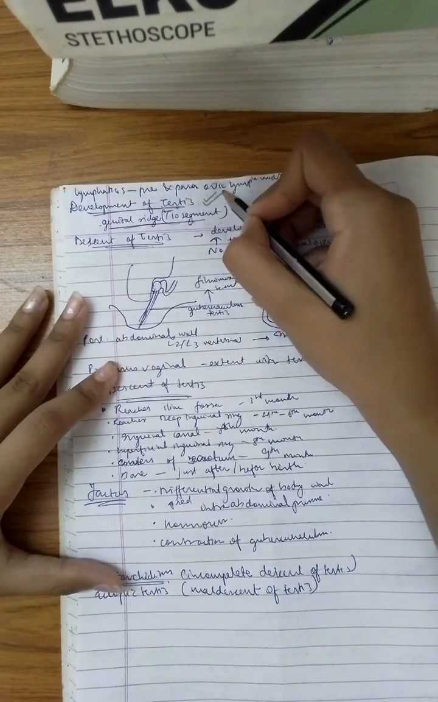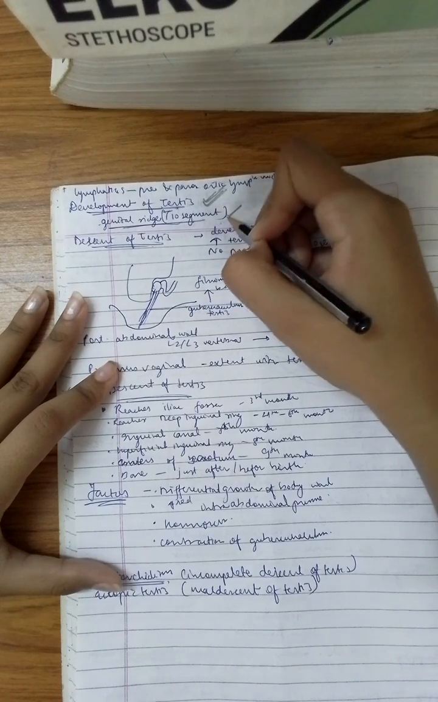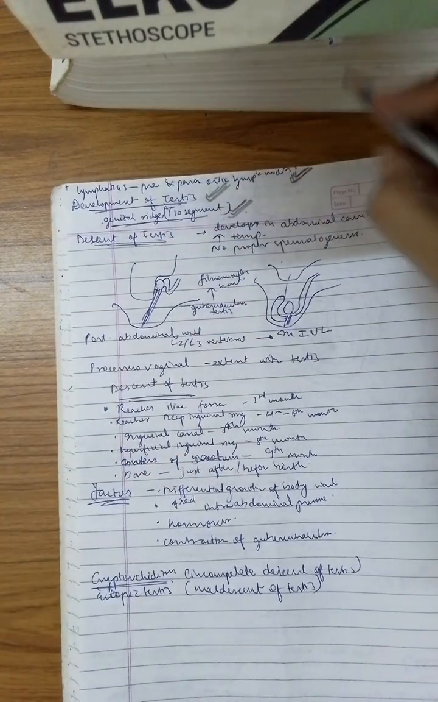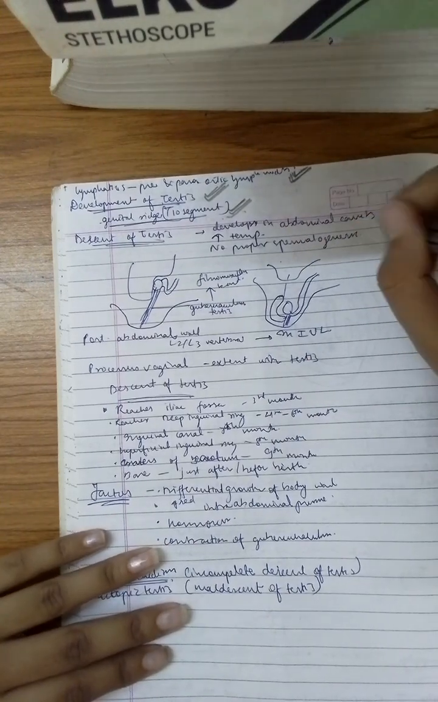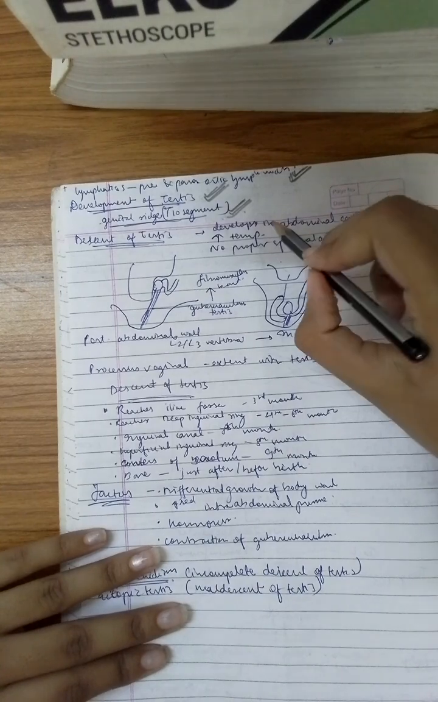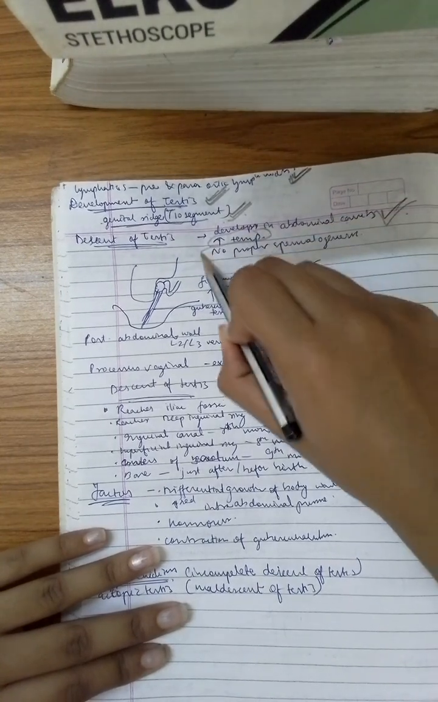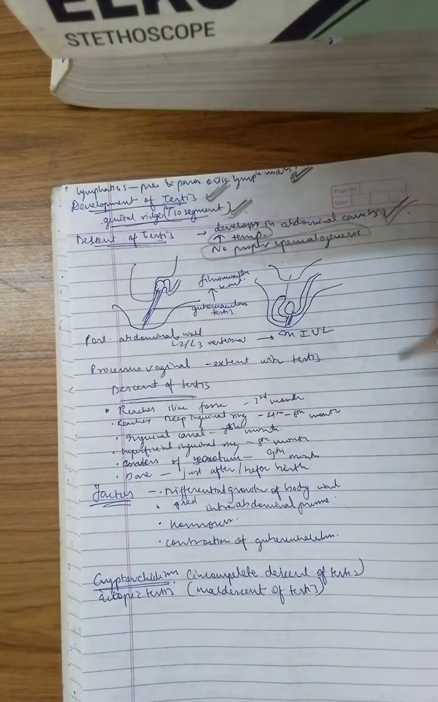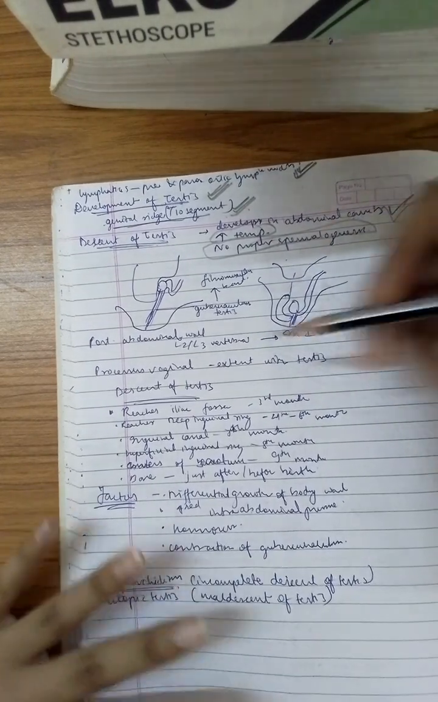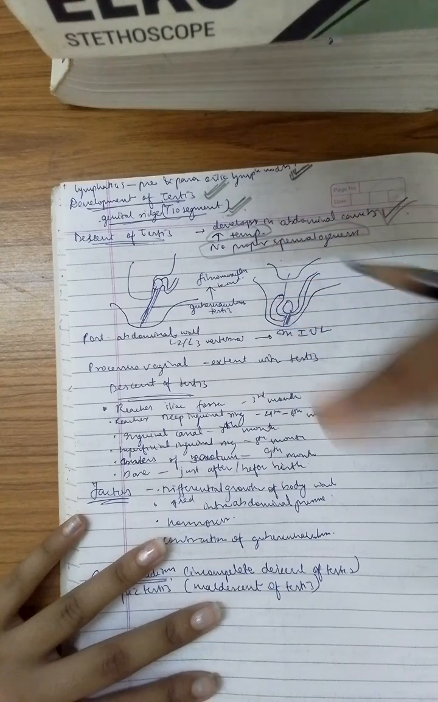Now development of the testis. The testis develops from the genital ridge at the T10 segment. Descent of the testis is more important. It develops in the abdominal cavity first, and because of the increased temperature and no proper spermatogenesis, it has to descend down. This is the reason for descent of the testis, and that is how the inguinal canal is formed. This descent occurs through the inguinal ring.